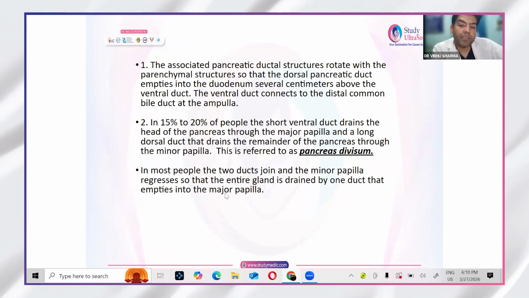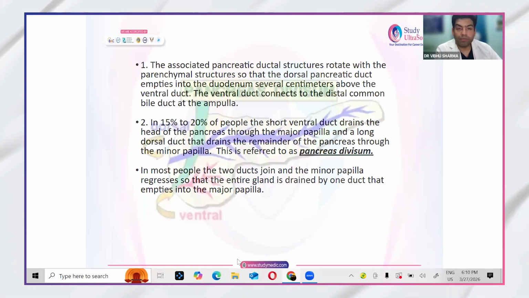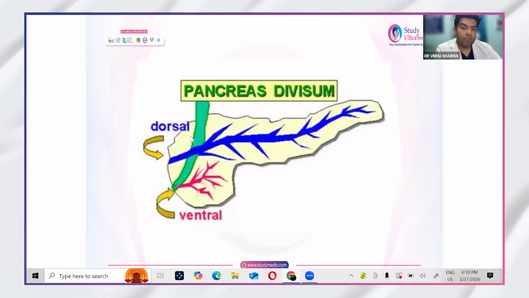If this doesn't happen, then in 15 to 20% of people, the short ventral duct drains the head of the pancreas through the major papilla, and a dorsal duct drains the remainder of the pancreas through the minor papilla. This is called the pancreatic division. In most people, the two ducts join and the minor papilla regresses so that the entire gland is drained from one duct that empties at the major papilla. So this is the division.